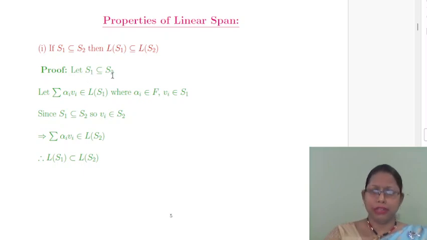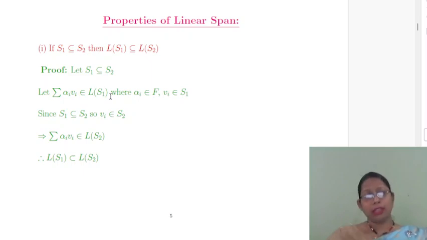Take S1 contained in S2. We consider any element in the linear span, that is summation alpha i vi, belonging to the linear span of the first set, where alpha i comes from the field and vi comes from the set. As S1 is contained in S2, any element that belongs to S1 automatically belongs to S2, as S1 is a subset of S2. So alpha i vi belongs to S2, as S2 is a subset of P. So every element of S2 belongs to P.